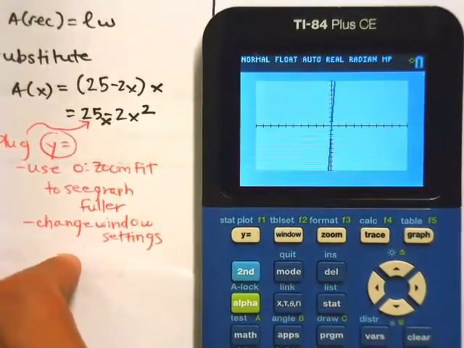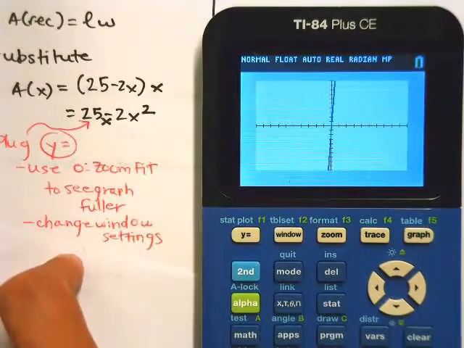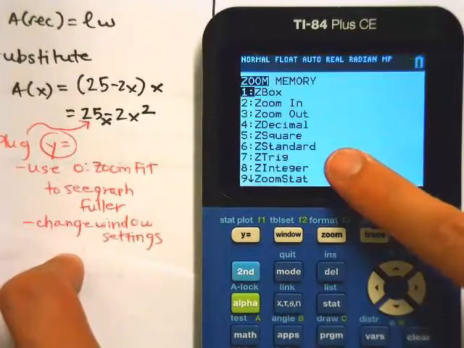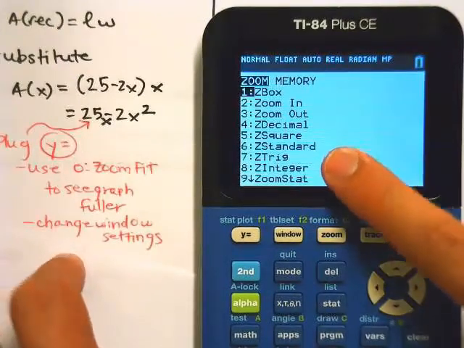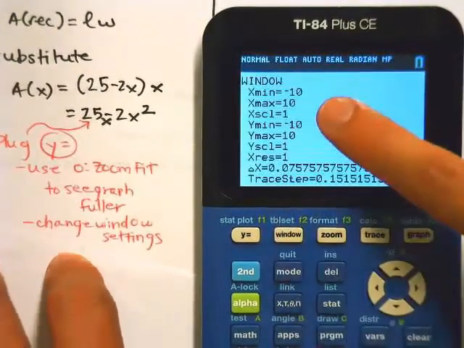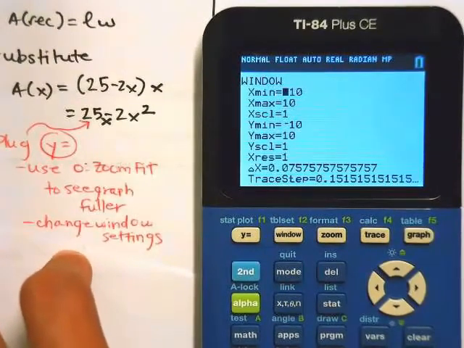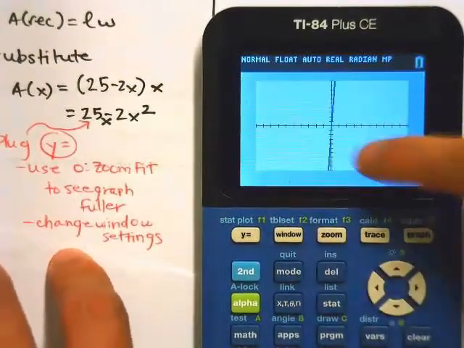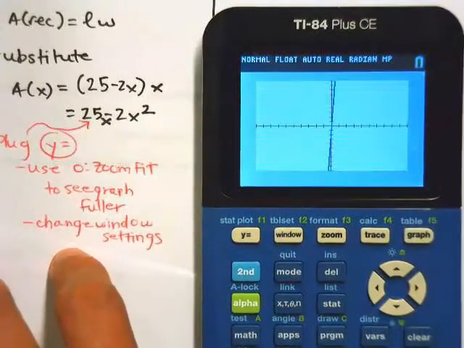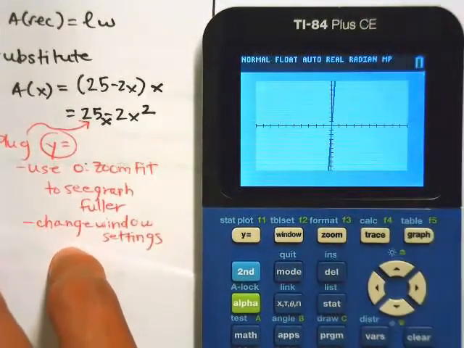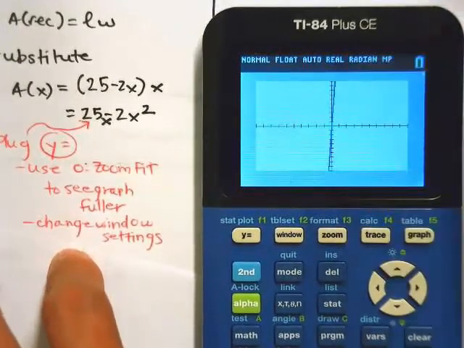Okay. The reason why it's doing that right now is because I'm in standard window, and for standard windows, the zoom is going to be 6 over here. The standard window is from -10 to 10, -10 to 10 for your x's and y's. So that's why it's only making us look at this window view. But I really don't see a parabola because it looks like a straight line.